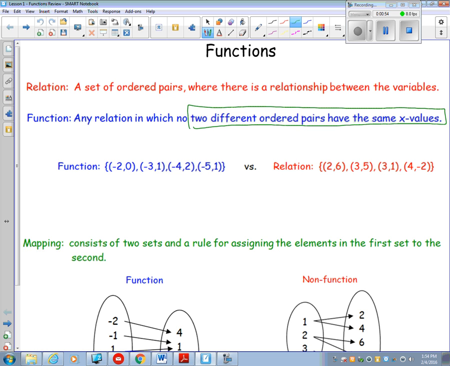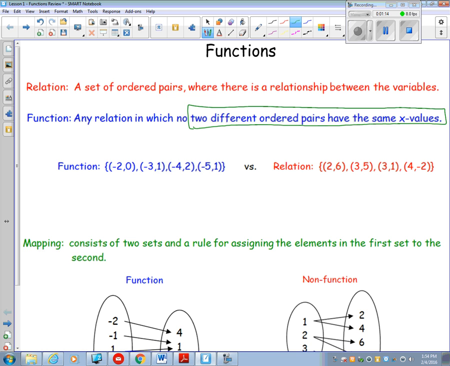Okay, so this is our idea of input and output machines. When I input an x, I have to get a distinct single output every single time for something to be a function. If sometimes I put in 2 and I come up with 4, and I put 2 in again and come up with 7, well, that's not a function. It's something else. It's just a relationship happening there.